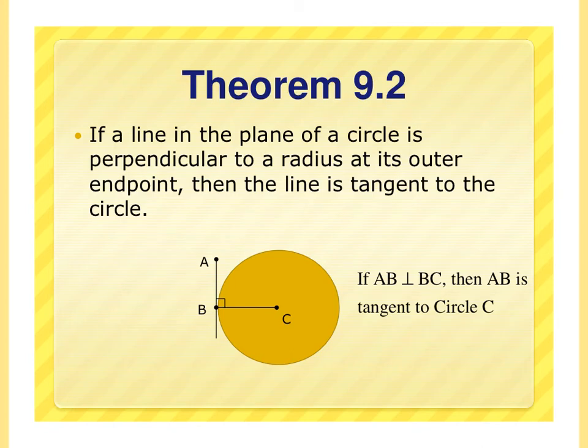Okay, theorem 9.2, back to the tangents and the radii. This is the converse to the first one. Now it says if a line in a plane of a circle is perpendicular to the radius at its outer endpoint, then the line is tangent to the circle. So now we've flip-flopped the if and the then. We're saying if it's perpendicular, if I know this is a right angle from the get-go, or I know that it's perpendicular by a statement like AB is perpendicular to BC, then I can say that AB is tangent to this circle.